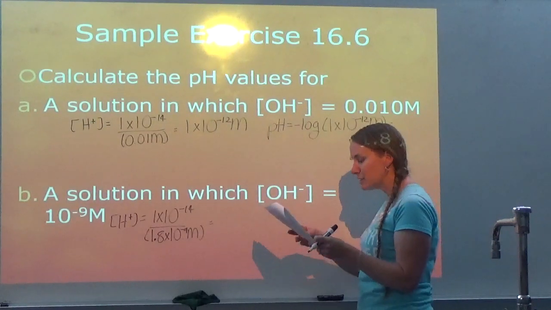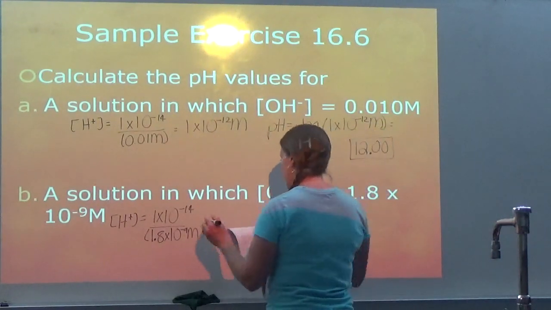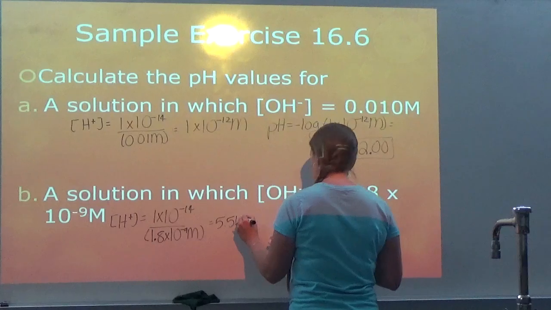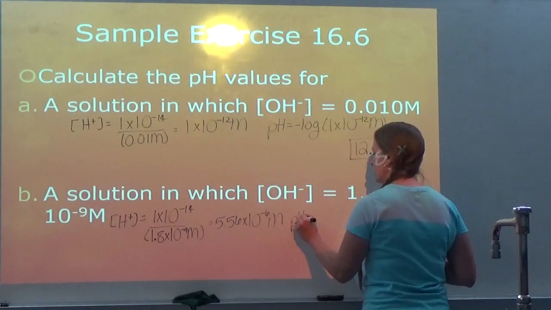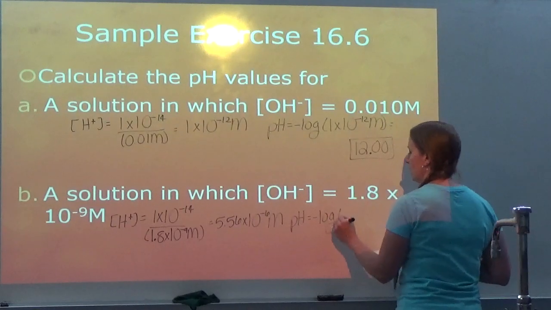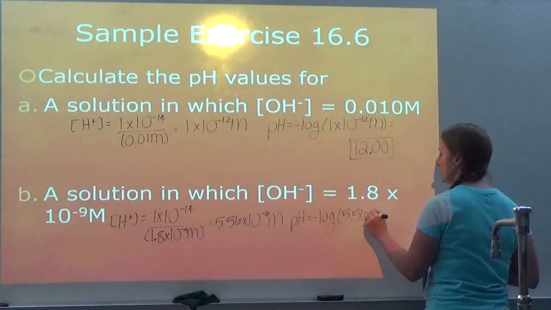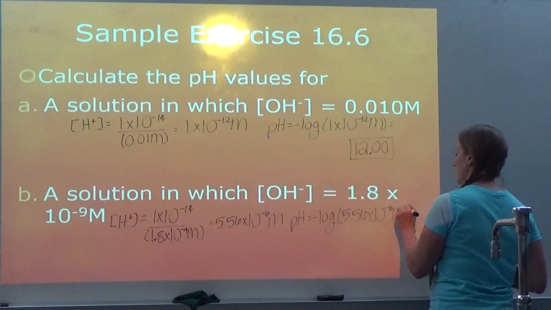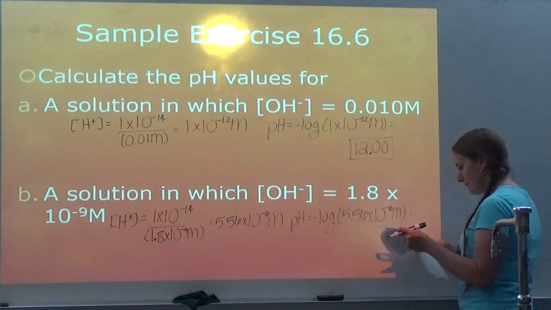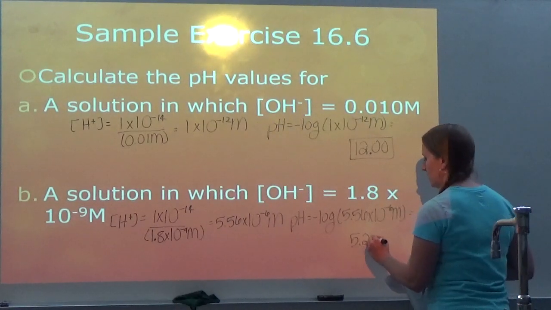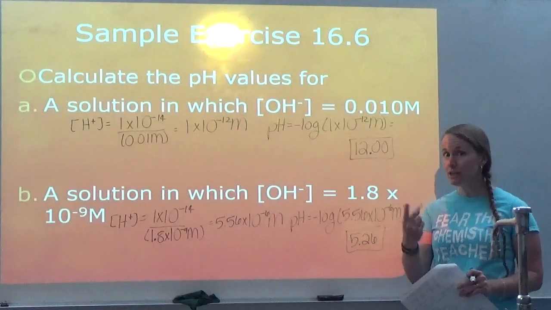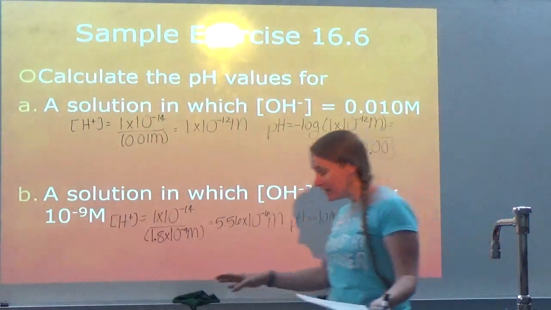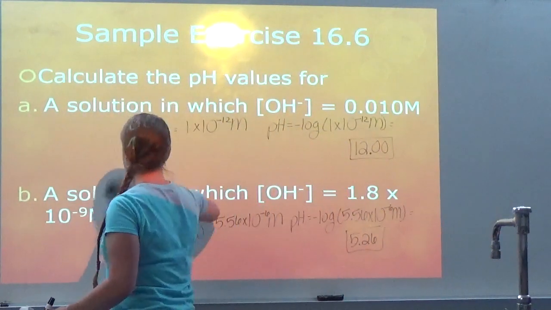Once I get my H plus, I got that it was 5.56 times 10 to the negative 6 molar. Then to get my pH, I just do negative log of 5.56 times 10 to the negative 6, and that ended up giving me 5.26. Again, no units on pH. H plus and OH minus have molarity. pH and pOH have no units.